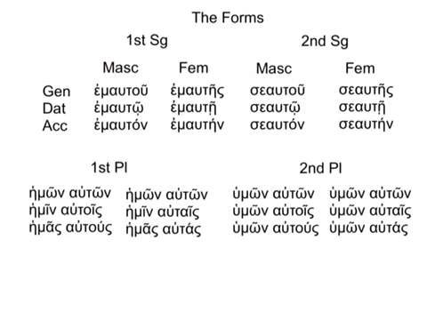Notice too that really these are all just autos, aute, auton. So autou, auto, auton, autes, aute, autain, with some stuff stuck on the beginning. So for first singular, it's em. For second singular, it's se. For first plural, we've actually chopped them into two words, and it's hemon and humon. That's sort of how these are formed.